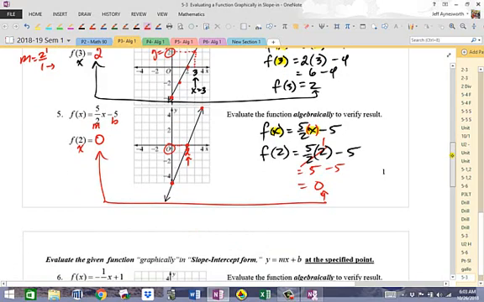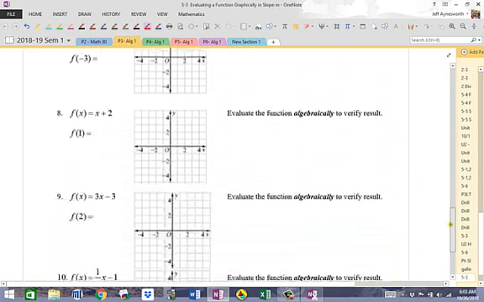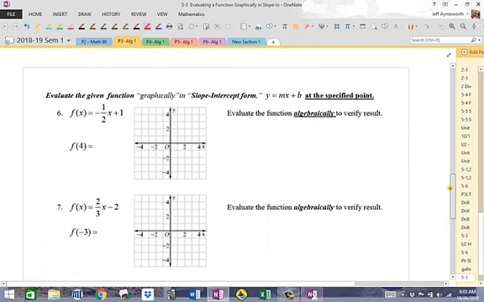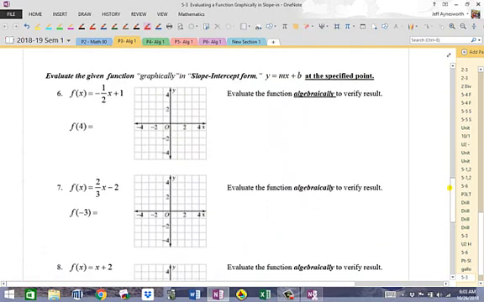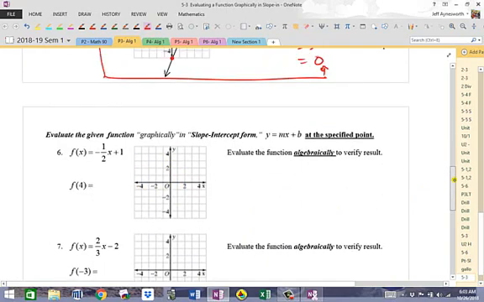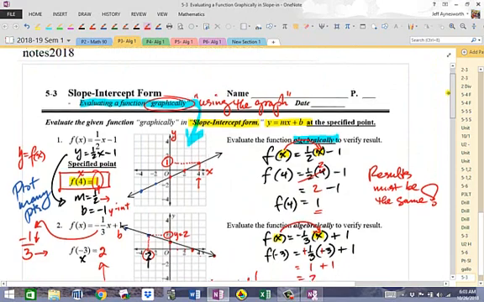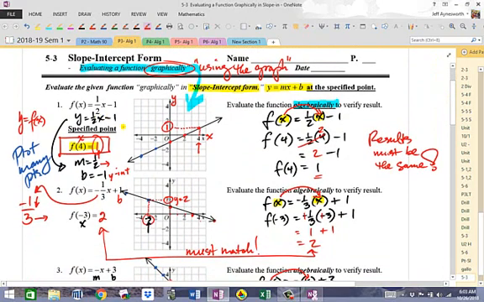All right, so time for you to practice, okay? I want you guys to do number 6 through 10 right here, and then check it with me, okay? And check it with each other and do it together. Remember, your graphical results better match your algebraic. Okay? And this is how you evaluate a linear function graphically and algebraically.